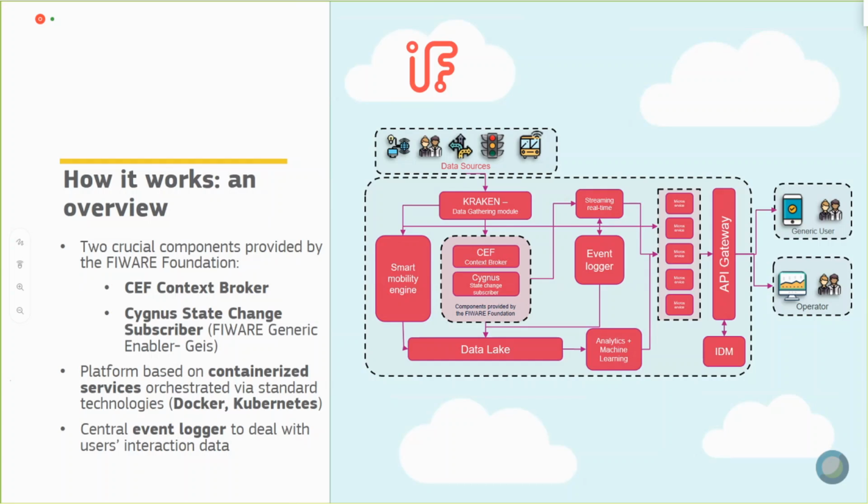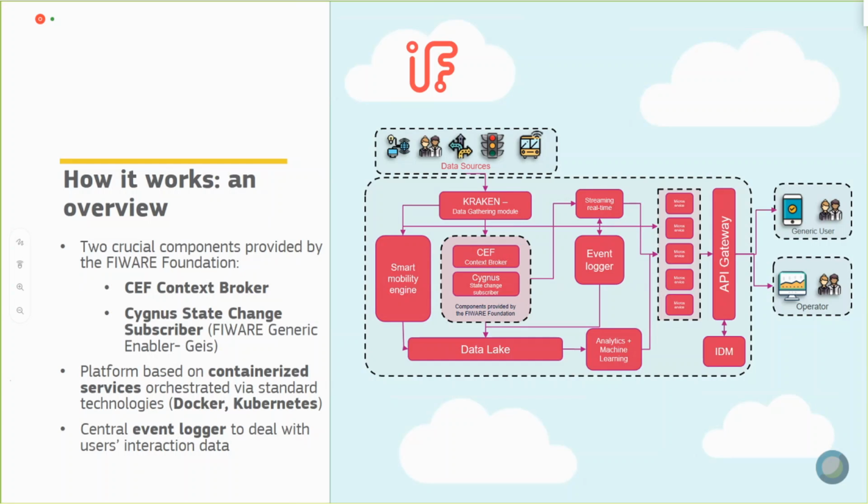Just to provide you with a brief overview of how CEF works, this is a schematic representation of our platform. I want to stress to your attention the two crucial components provided by the FIWARE Foundation, which you find in the little pinky box in the core, in the heart of the platform, which are the CEF Context Broker and the Signal State Change Subscriber, which is another generic enabler provided by the FIWARE Foundation. As you might see, the platform can sustain different data sources, from user-generated content up until IoT, Internet of Things sensors, and so on and so forth.